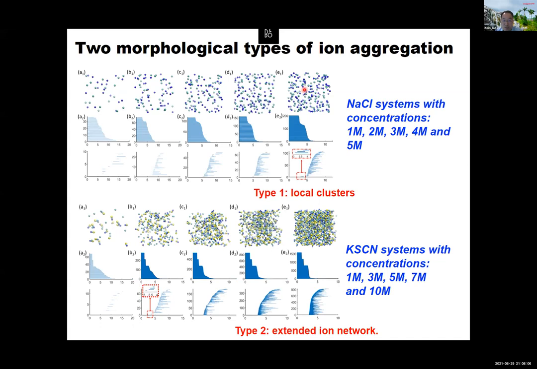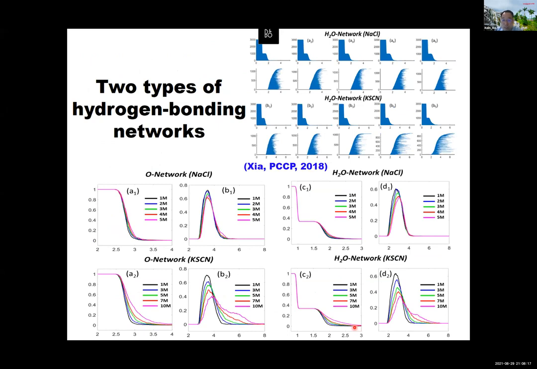KSCN does not have that. KSCN has a very consistent, connected network, which we call an extended ion network. More importantly, we check the corresponding hydrogen bonding network. So we get rid of the ions, only look at the water molecules, and then find the barcode. For NaCl, this is at different concentrations, and KSCN is also at different concentrations.